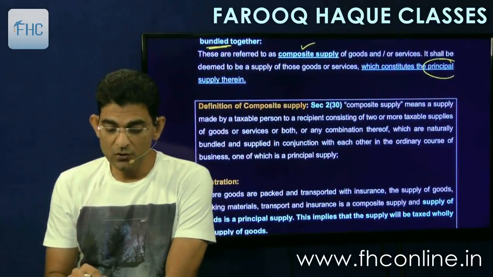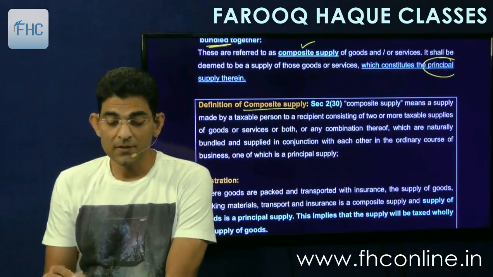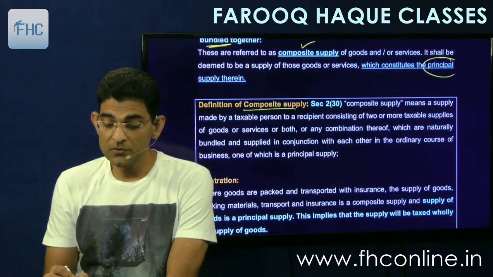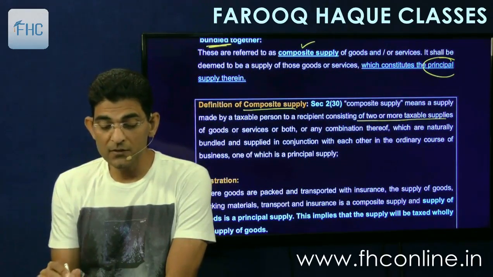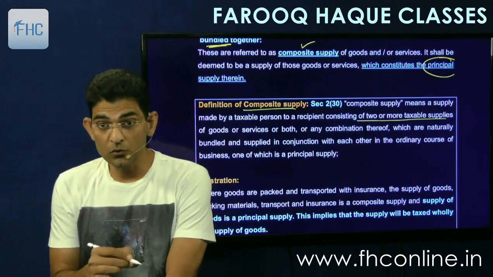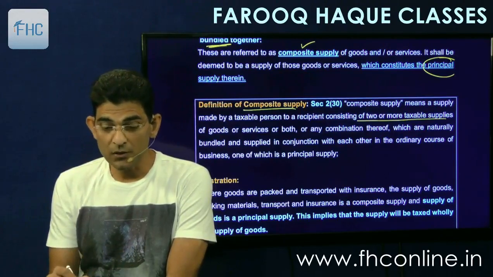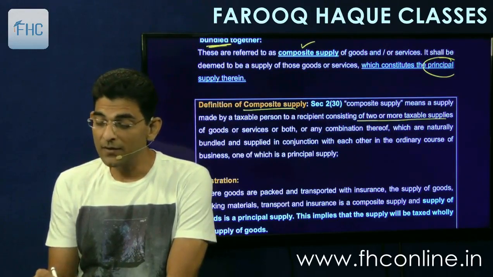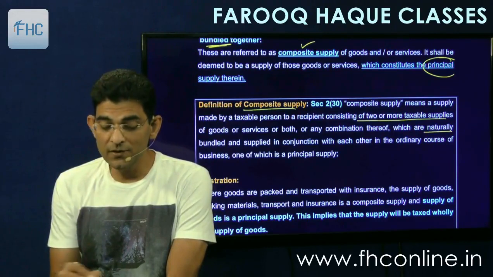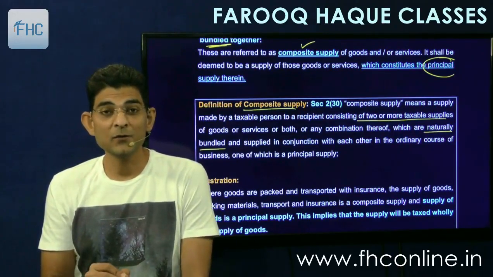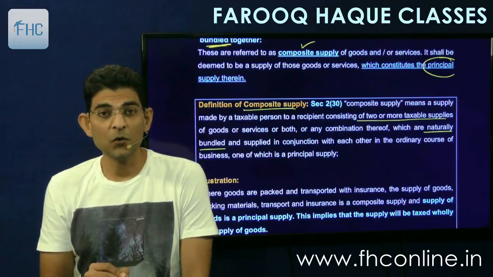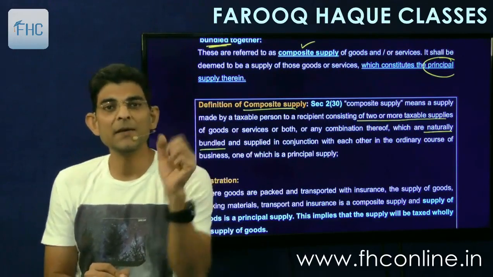And the definition is also given. What is composite supply? Section 2 clause 30 says composite supply means a supply made by a taxable person to a recipient consisting of two or more taxable supplies of goods or service or both or any combination thereof, which are naturally bundled. Naturally bundled. Like you go to a restaurant and ask for idli, they can give you plain idli.